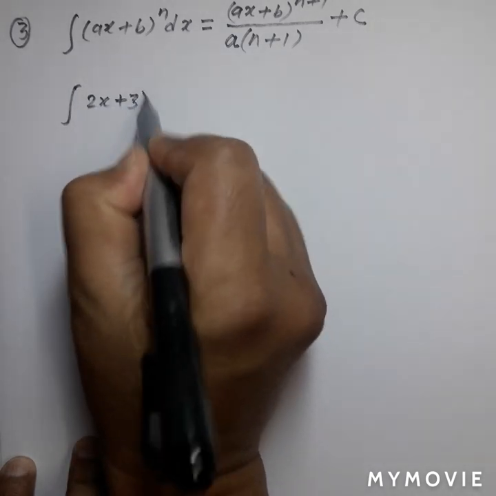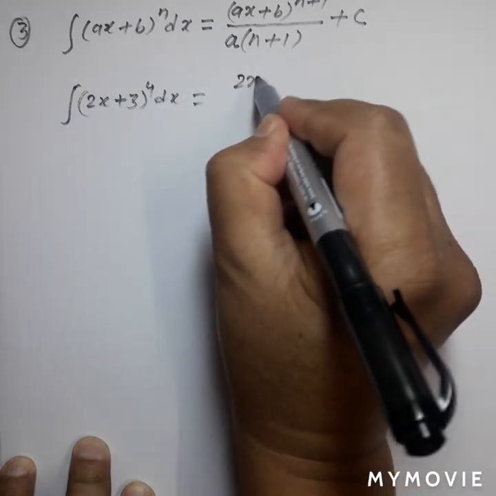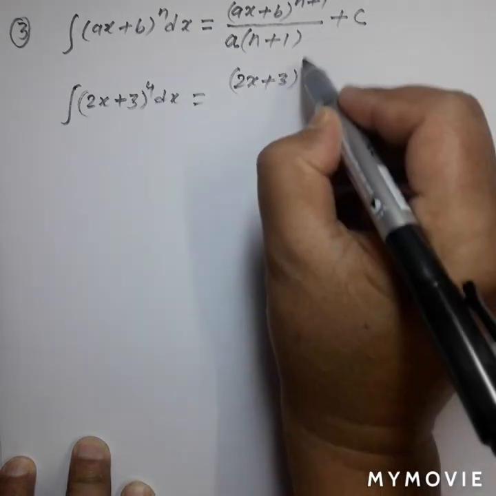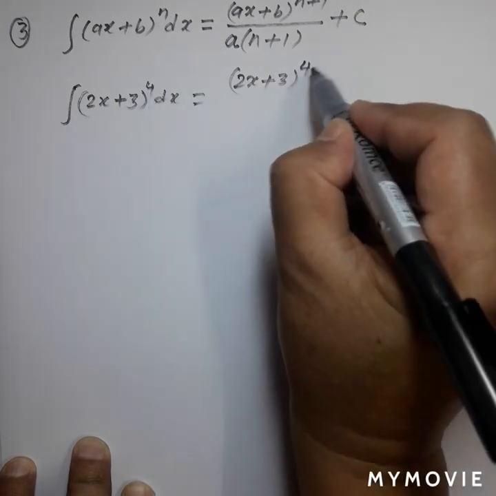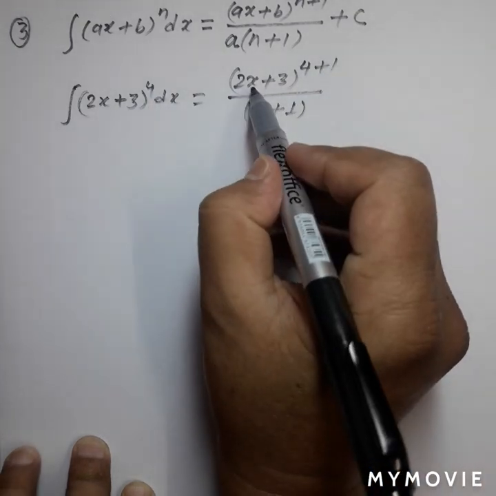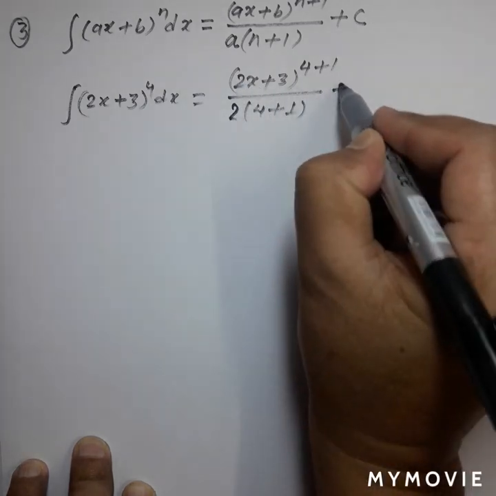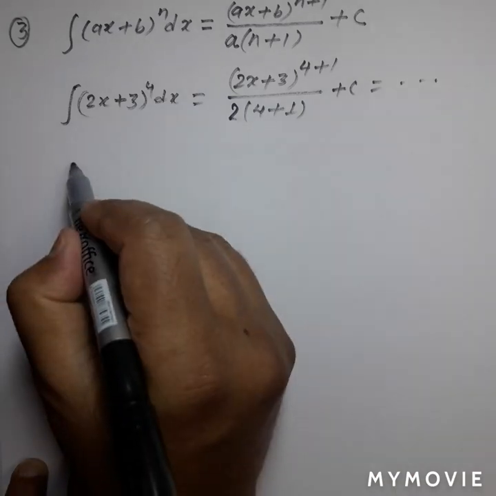2x plus 3 power 4 dx. So what is its antiderivative? 2x plus 3 whole power n plus 1 means here is 4 plus 1, and down also 4 plus 1, but the coefficient of x is 2, so we need to multiply by 2, plus c, and simplify for the answer.